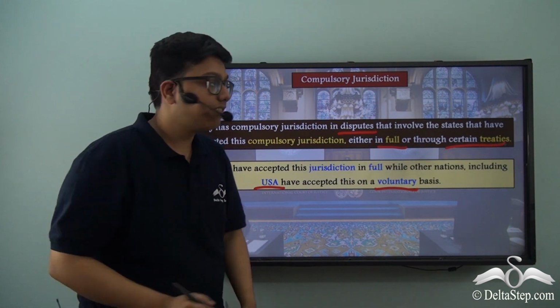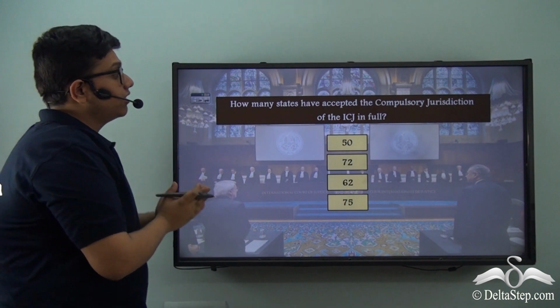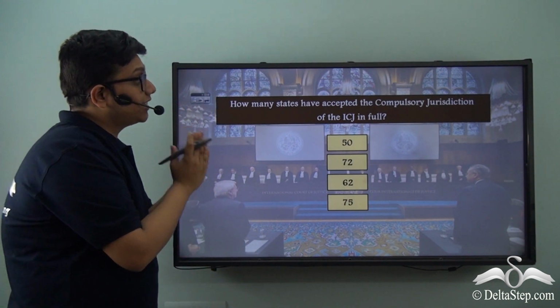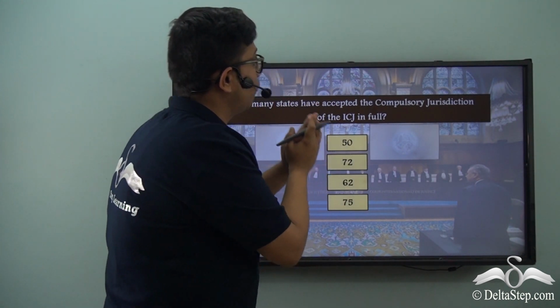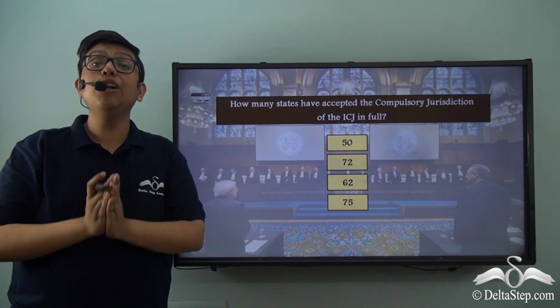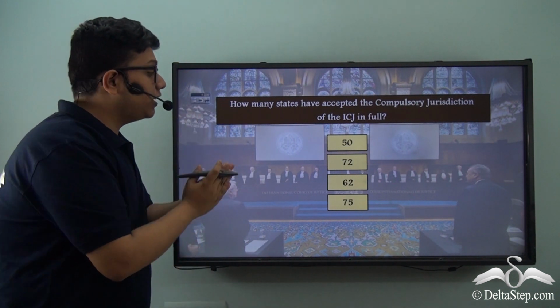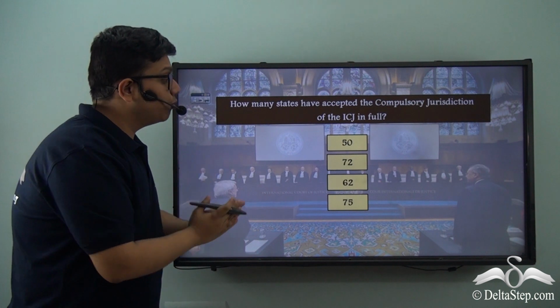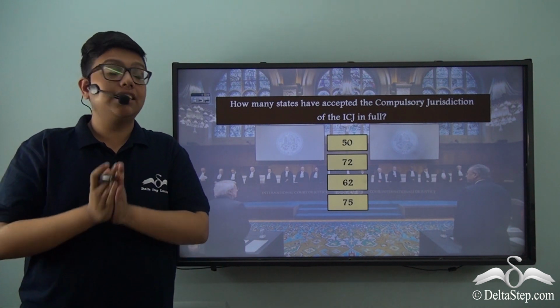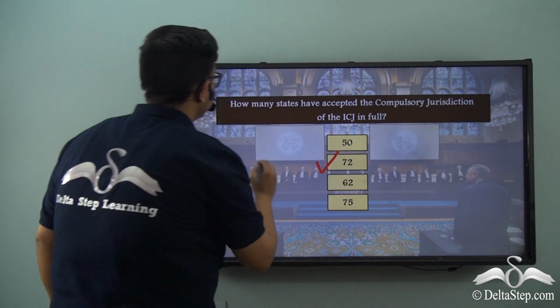Now, can you answer this question? How many states have accepted the compulsory jurisdiction of the International Court of Justice in full capacity? Is it 50, 72, 62, or 75? The correct answer is 72 states.